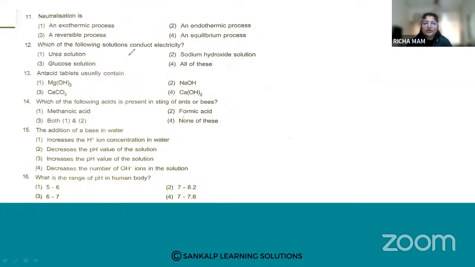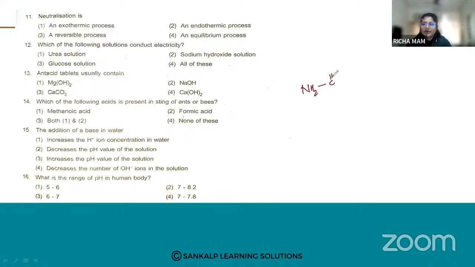Which of the following solutions conducts electricity? First one, urea solution. Second one, sodium hydroxide solution. Third one, glucose solution. And fourth one, all of these.